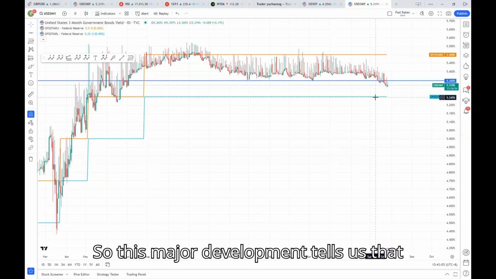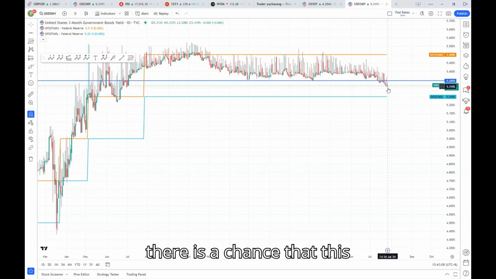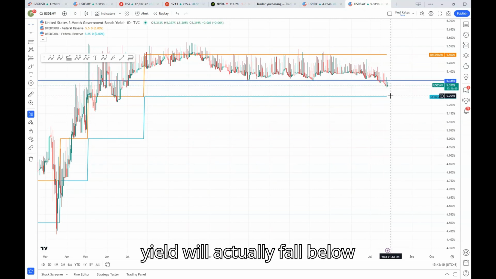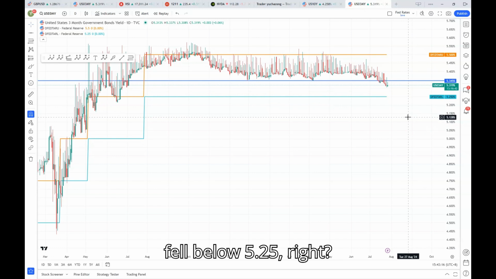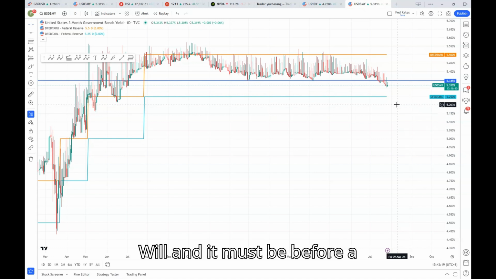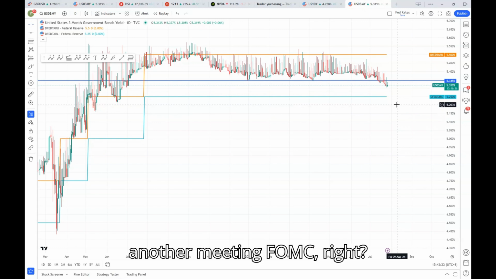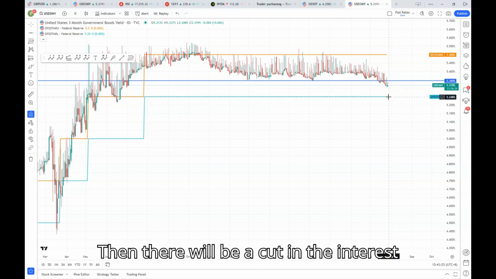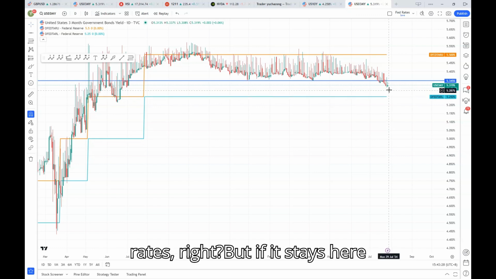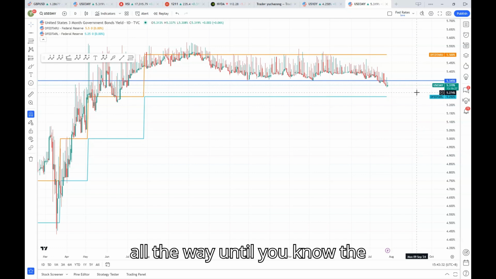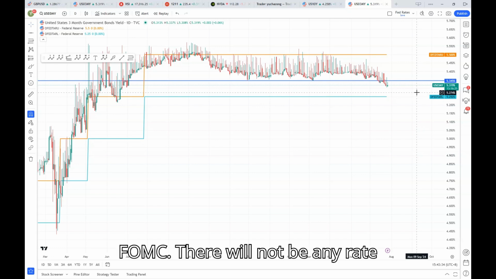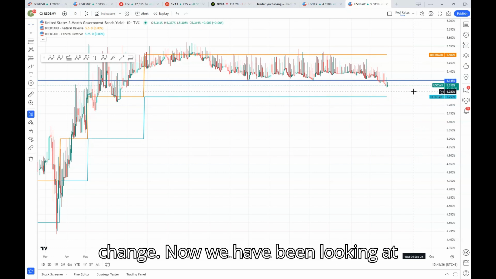So this major development tells us that there is a chance that this yield will actually fall below 5.25. Only after it falls below 5.25, and it must be before another FOMC meeting, will there be a cut in the interest rates. But if it stays here all the way until the FOMC, there will not be any rate change.